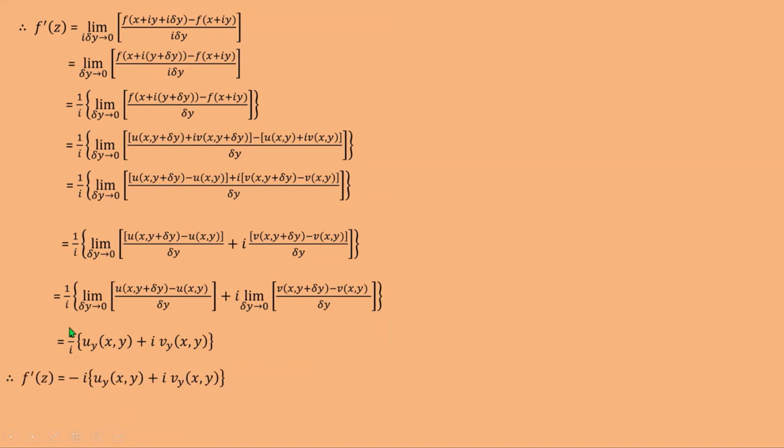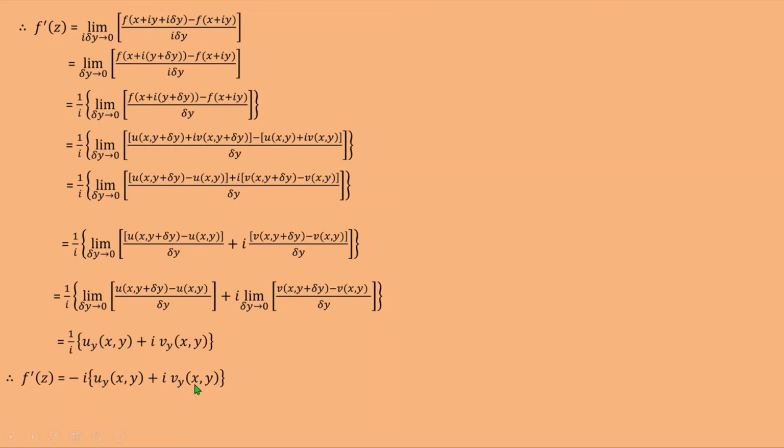And so 1 upon i, multiply and divide by i here. So we get this value is i upon i square. The value of i square is minus 1. So this will become i upon minus 1, that is minus i. And this bracket as it is. So f dash z is equal to minus i into u y of x comma y plus i v y of x comma y.